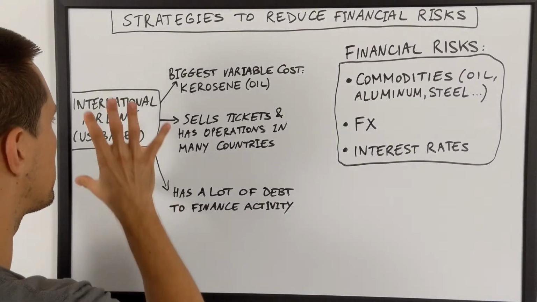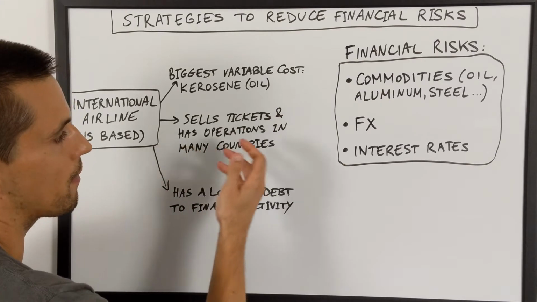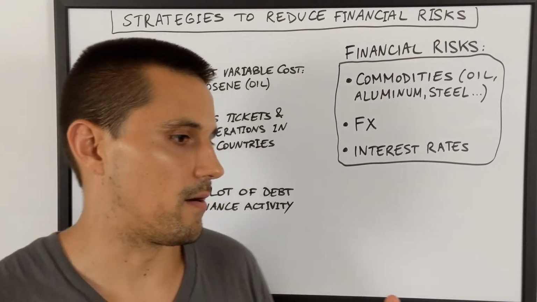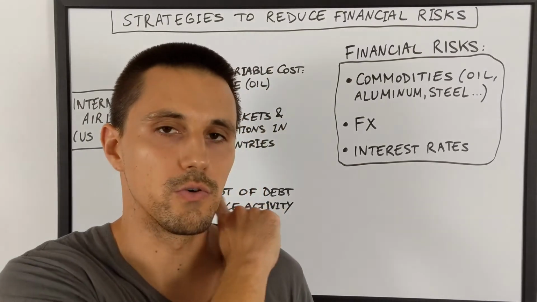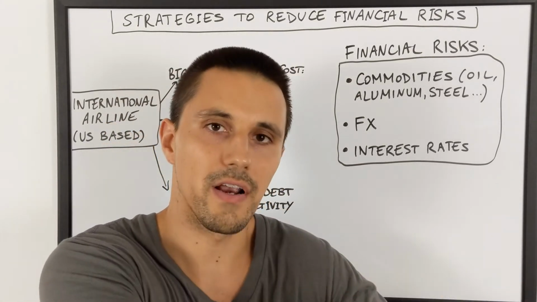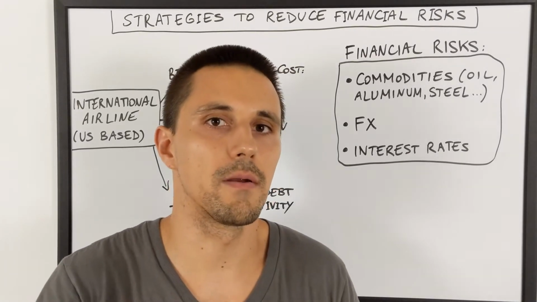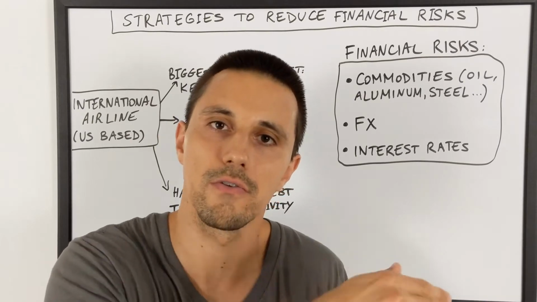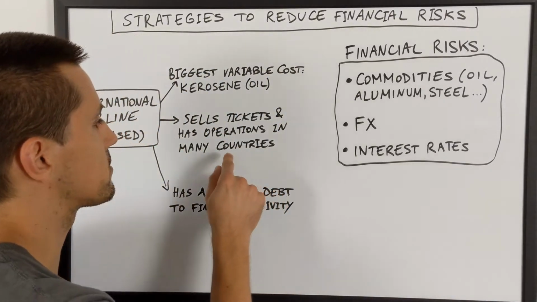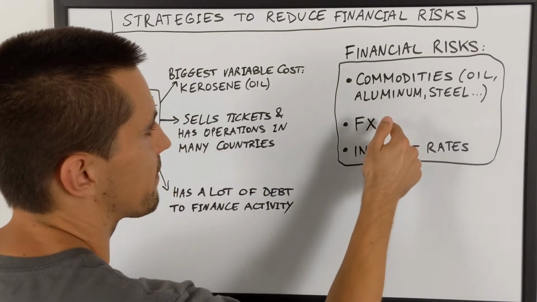Then second of all, an international airline obviously sells a lot of tickets and has a lot of operations in many countries, which means let's imagine my US airline here is selling tickets in Australia. The clients will pay them in Australian dollars, and at some point they're gonna convert the Australian dollars to US dollars, which makes it an FX exposure or an FX risk for them.